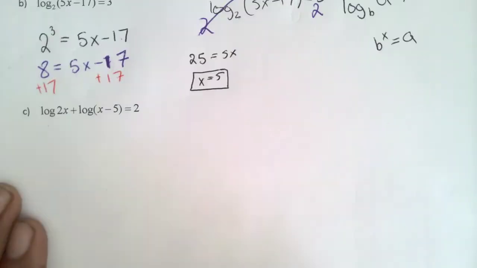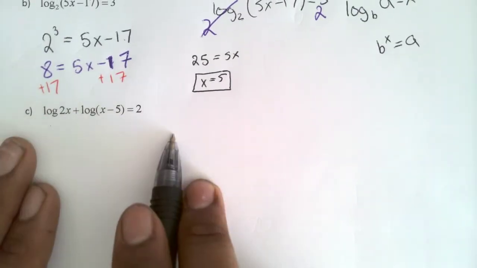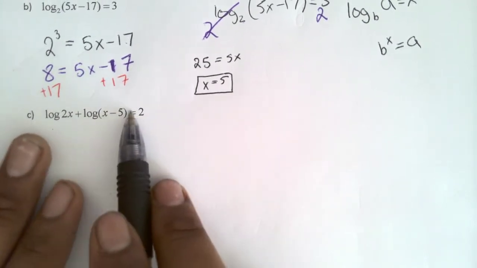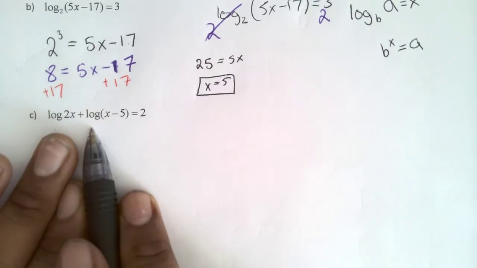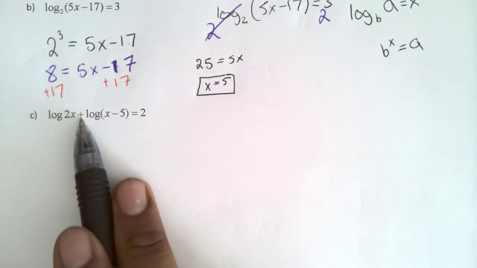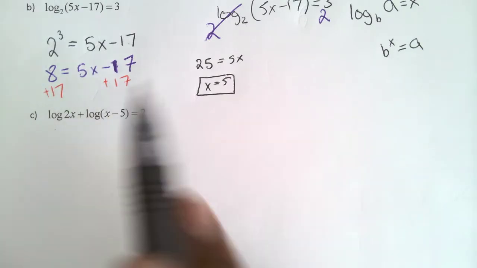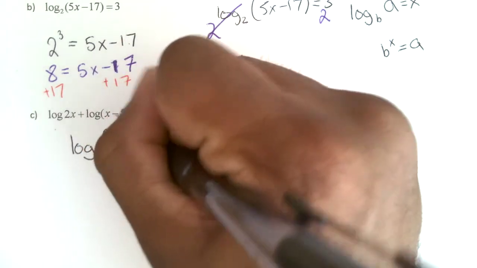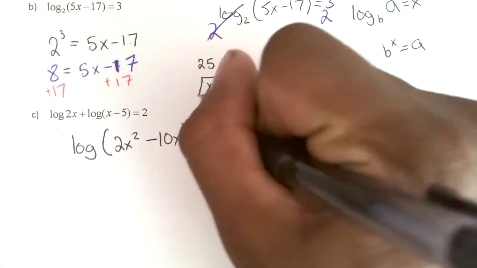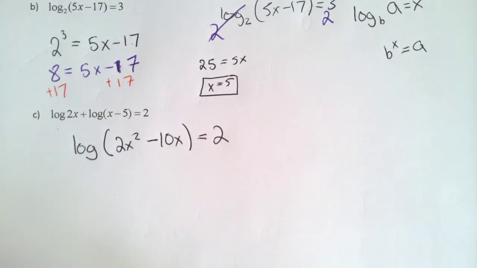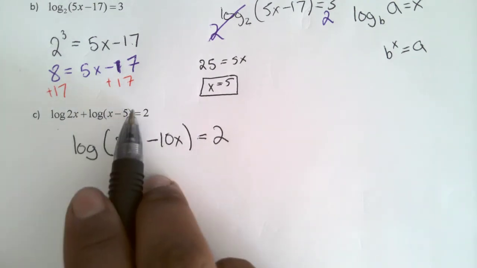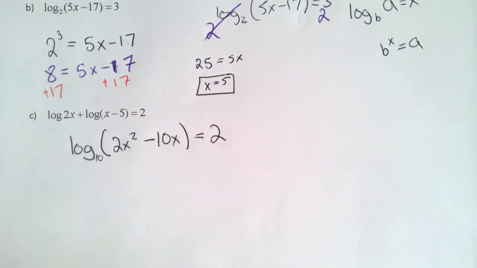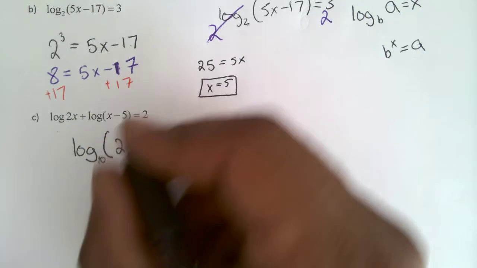Well, we have multiple logs here, but they're not on opposite sides, and if I move this to that side, I kind of am stuck a little bit. So one way we can condense this into one log is using the product property. Since this is a plus right here, we can multiply those two. So I'm going to say log of 2x squared minus 10x equals 2. Again, I multiplied 2x, distributed in there. Again, this is log base 10. It's a secret 10 because it didn't say one, so we assume it's log base 10.